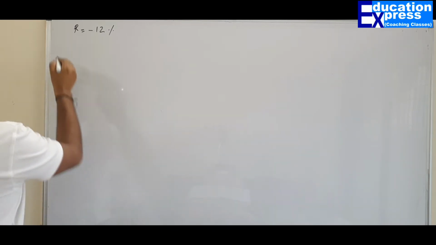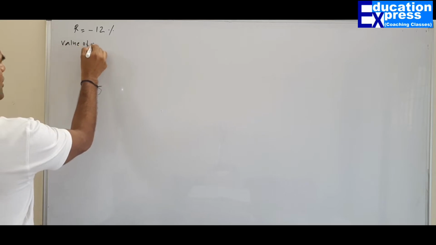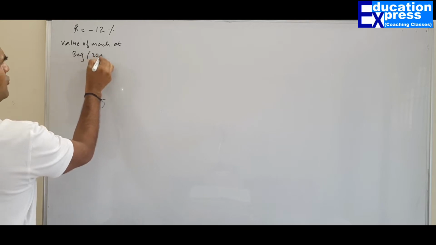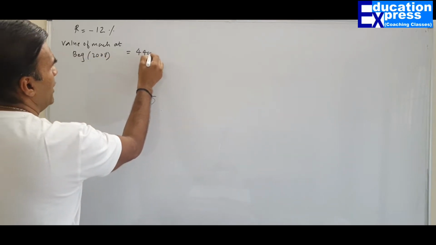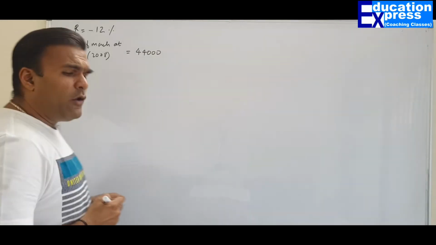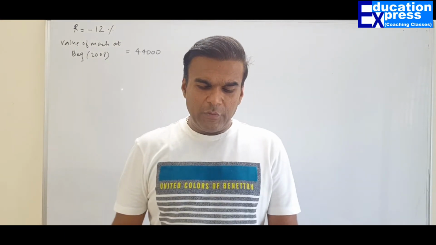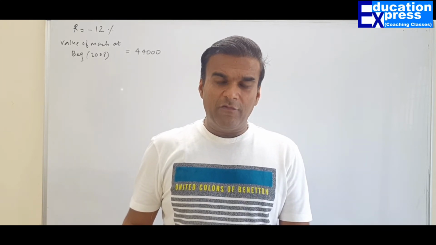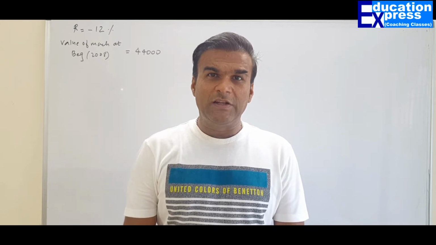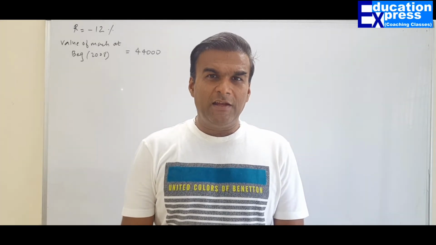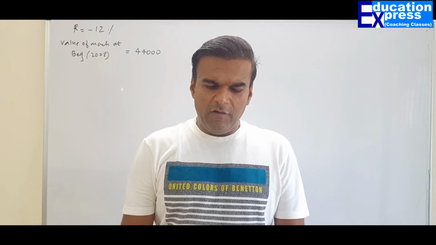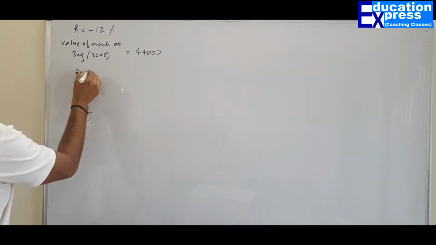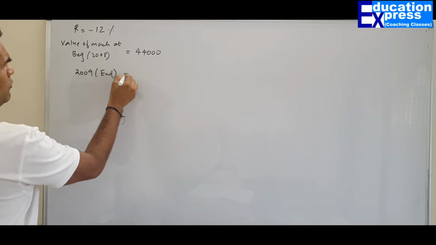Alright, what is the value of the machine? The value of the machine at the beginning of 2008 is given to us as 44,000. So two pieces of information we have so far. The cost of the machine depreciates at 12% of its value at the beginning of the year. If the machine is valued at 44,000 at the beginning of 2008, so at the start of 2008 the machine is worth 44,000, find its value at the end of 2009. So you have to find the value of the machine at the end of 2009.